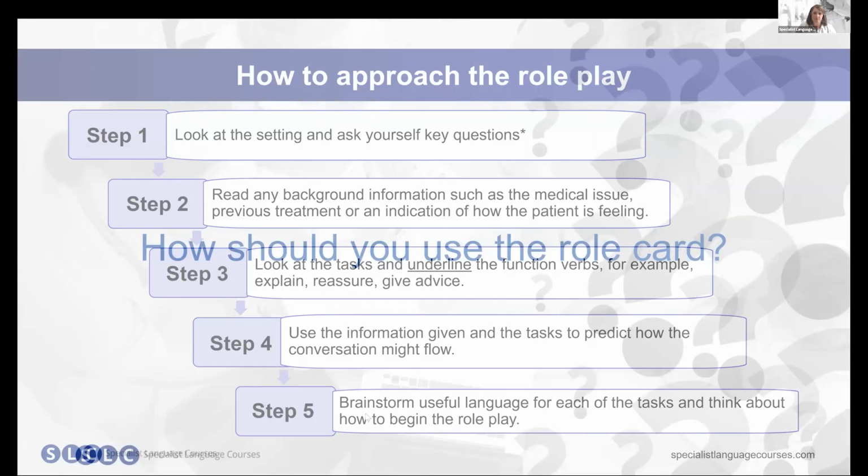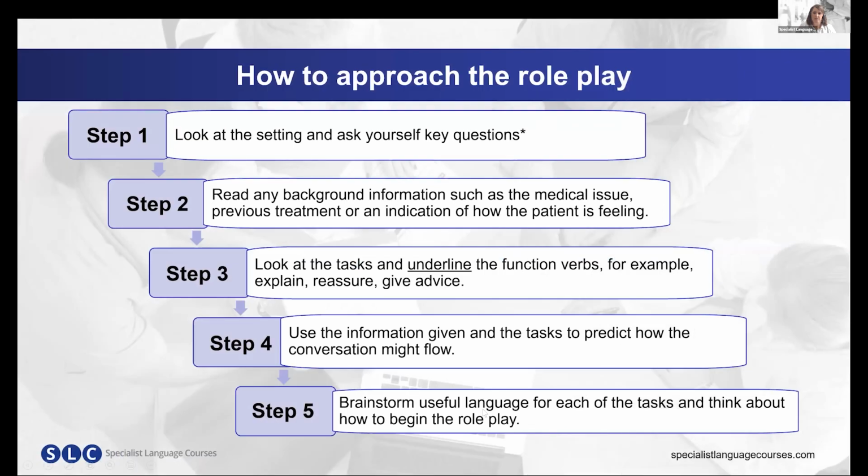And also make sure that you make a note or you brainstorm useful language for each of the tasks and each of the function verbs, and think about how to start the role play. So we're going to go through each of these steps together now.